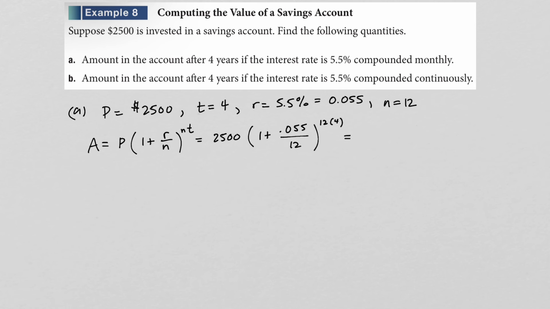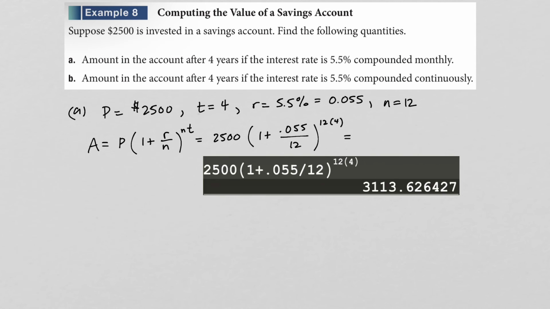And we can plug this into a calculator to get the answer. And you can see from the picture below here that the amount of money in the account here will be $3,113.63.